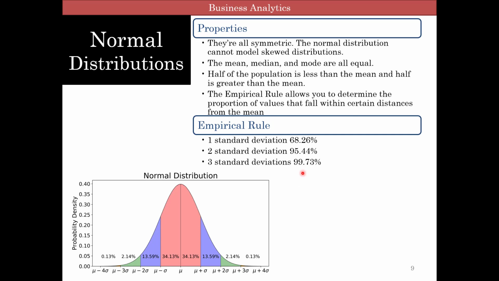So only 0.27% is outside three standard deviations here. So 0.27 is about 27 out of 100, right? And that's beyond three standard deviations.